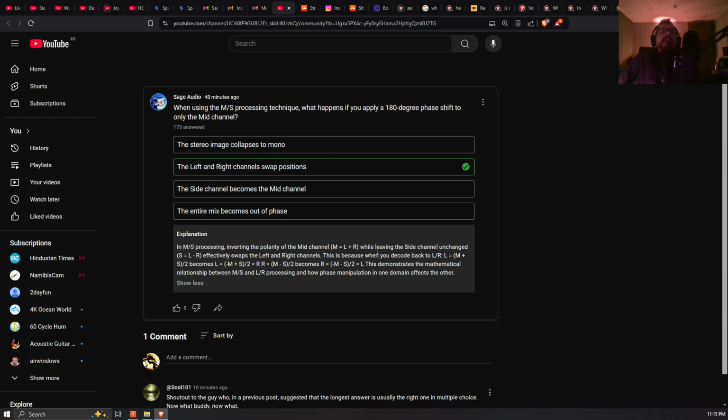When using the mid-side processing technique, I assume MS stands for mid-side, what happens if you apply a 180-degree phase shift to only the mid-channel? And the answer is the left and right channels swap positions.